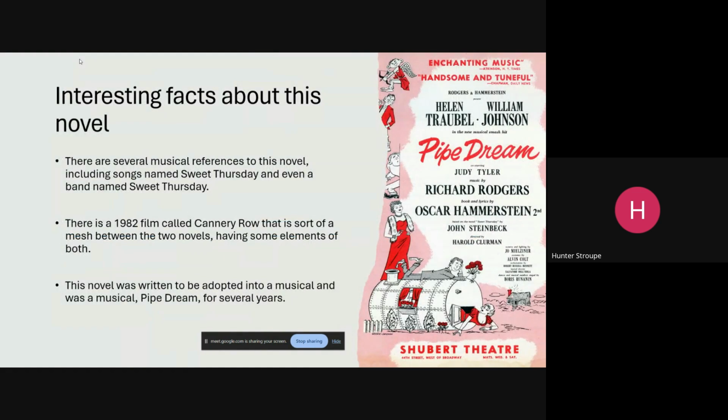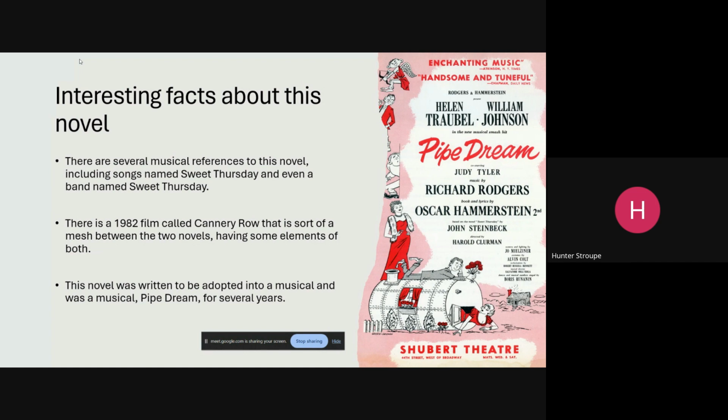For some interesting facts about this novel, I put there are several musical references to this novel, including songs named Sweet Thursday by various different artists, and there was even a band in the UK named Sweet Thursday. There is also a 1982 film called Cannery Row. I haven't seen it. I would imagine Dr. Yeager has. But it is apparently sort of a mesh between the two novels, having elements of both storylines in it. I read some of the summary of it, and I think it has the Susie storyline in that movie, which is obviously from Sweet Thursday.